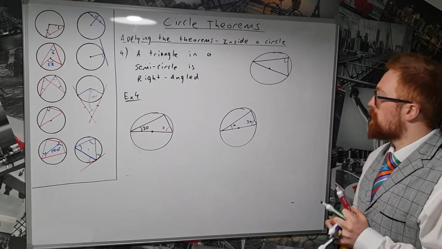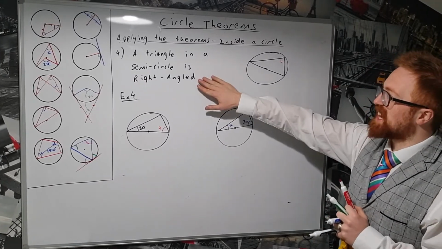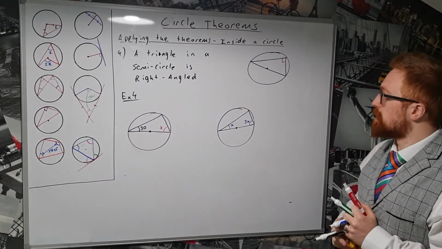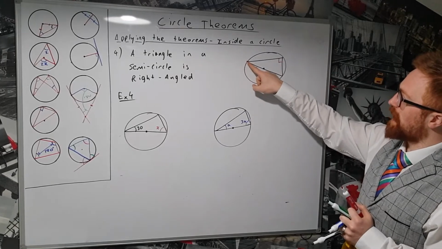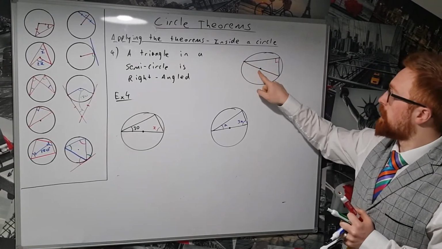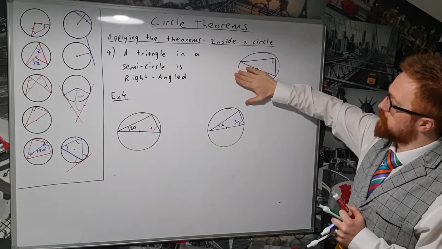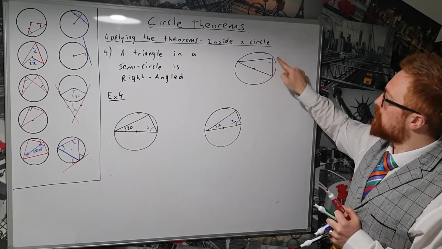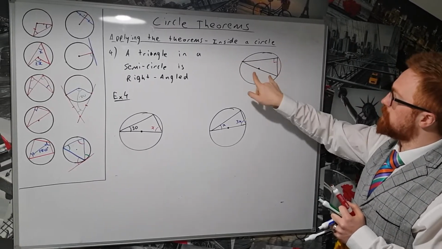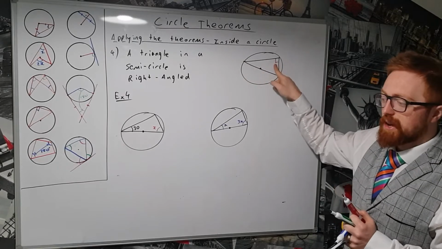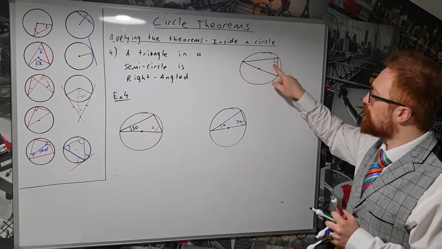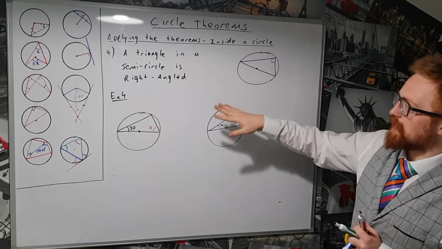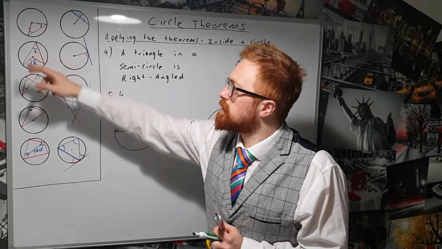Okay, so on to our fourth circle theorem. A triangle in a semicircle is right-angled. So if we have a diameter of the circle that goes through the middle and that chops the circle into two semicircles, and we form a triangle at the edge using that diameter, I know that it's a right-angled triangle. Again, this one is really just an application of this second circle theorem.